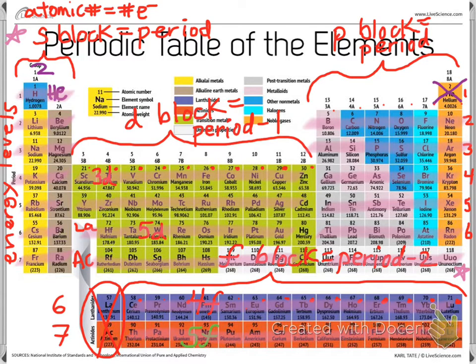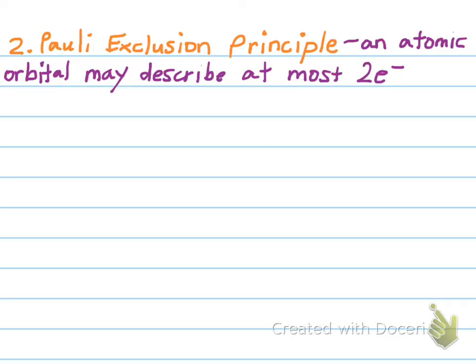Over here for the P block, that's why there are 6 columns here, because there are 3 P orbitals, each holding 2 electrons, right? And for the D block, there are 5 orbitals, each holding 2 electrons, which gives us 10. And the same thing is true for the F block. There are 7 orbitals, each holding 2, which gives us 14 electrons. Okay, so again, Pauli exclusion principle says an atomic orbital may describe at most 2 electrons.